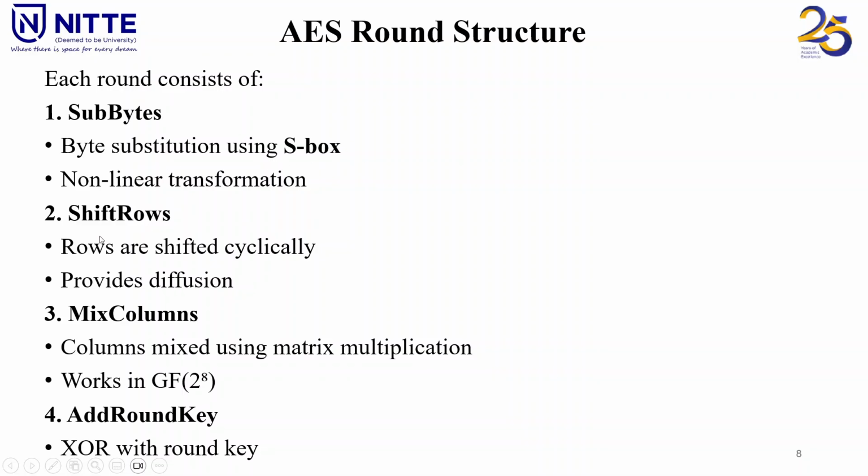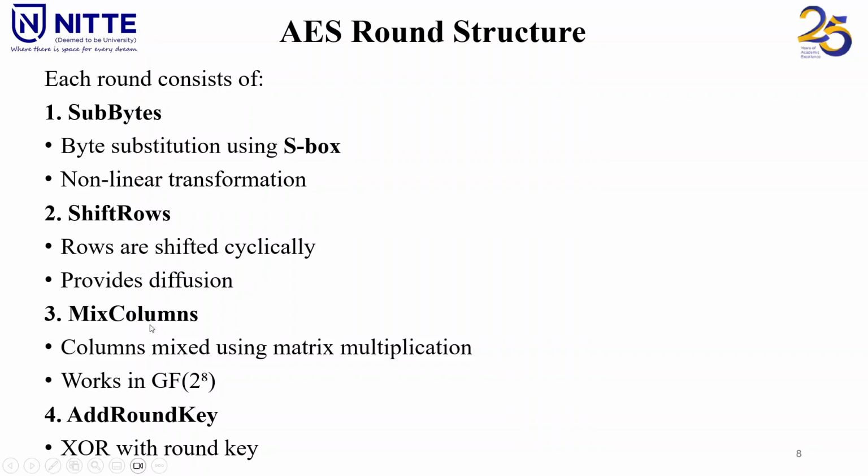The next transformation is called shifting rows. Rows are shifted cyclically, and it provides diffusion. The very first row of the 4x4 matrix we keep as it is. The second row elements are circularly shifted towards the left by 1 byte. The third row is shifted towards the left by 2 bytes, and the fourth row is shifted towards the left by 3 bytes. This is how the shift row operation is performed.